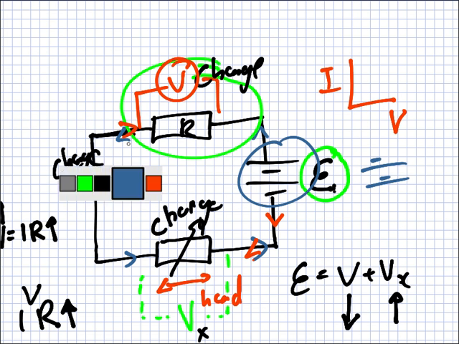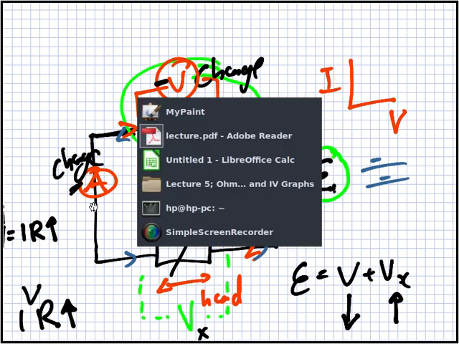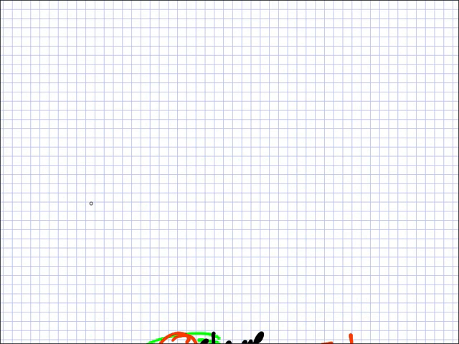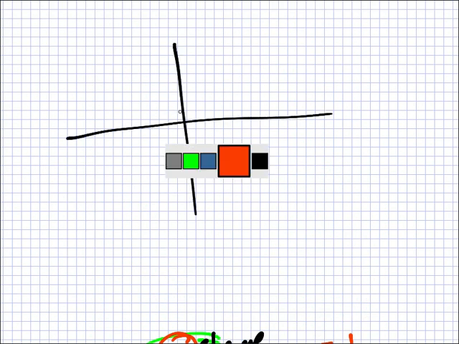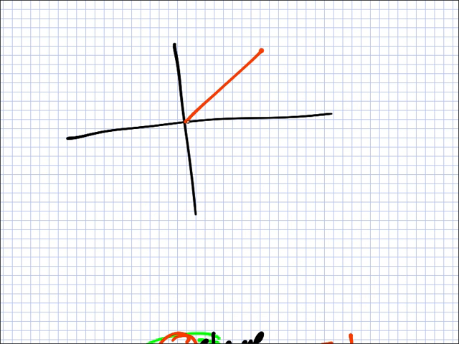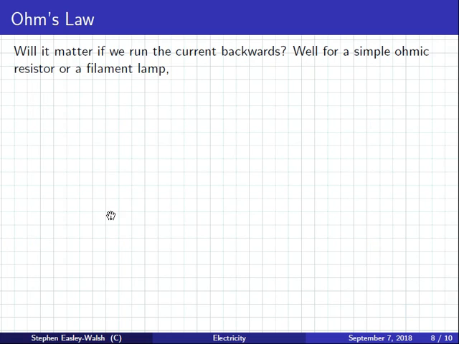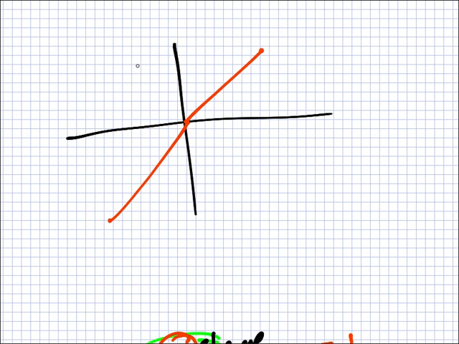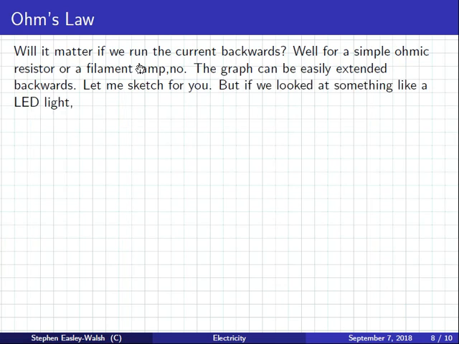Does that matter? No. Not really, because all that happens is this becomes minus V and this becomes minus A. So on your graph, it doesn't really change anything. So if the material is ohmic, then it will be ohmic here as well. It's just negative, that's all. It doesn't matter for a simple resistor or filament lamp. The graph can be extended backwards, and I just drew that for you. It's just a straight line still, okay?